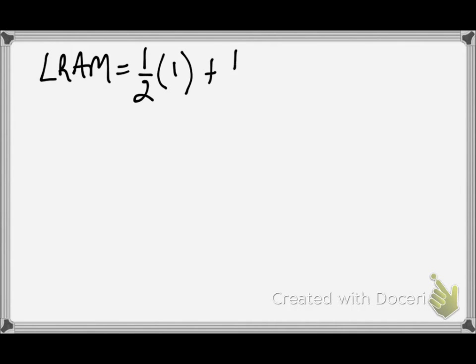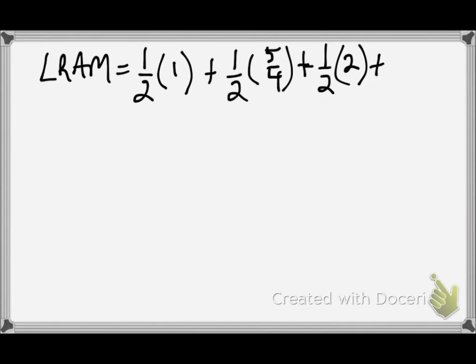Then my next rectangle would have a base of 1/2, and if I plug in 1/2 into the equation, I'm going to have a value of 5/4. Next rectangle had a base of 1/2, and when you plug in 1, you're going to get the value of 2. And the last one there is going to be when you plug in 3/2. So you'll have 1/2 times 3/2 plugged into the equation gives you the answer of 13/4.